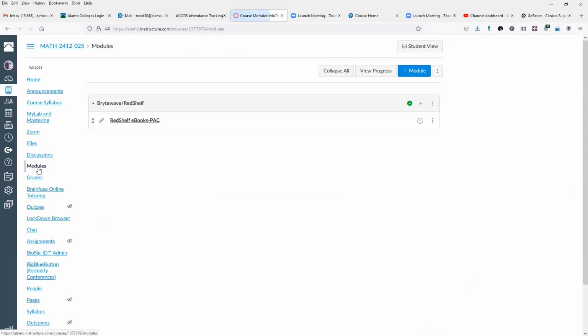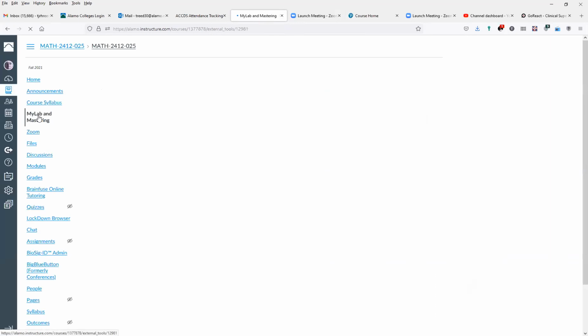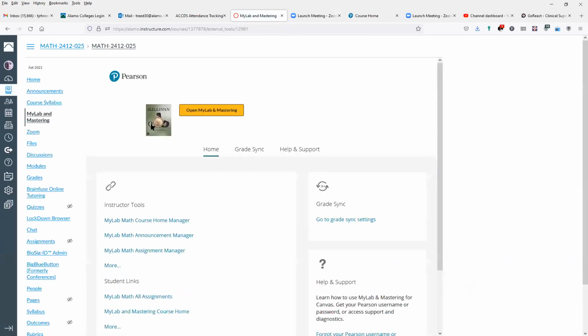Do you have yours up? Yeah, when I try to click on modules, there's nothing beneath that red shelf thing. So it's not here. It doesn't say anything. So go to MyLab and sign in through there, and there should be a link for temporary access.